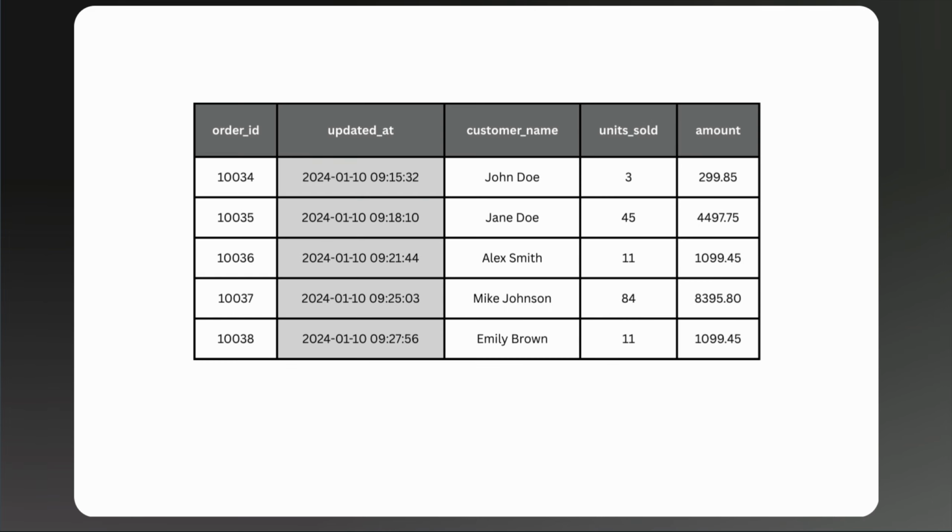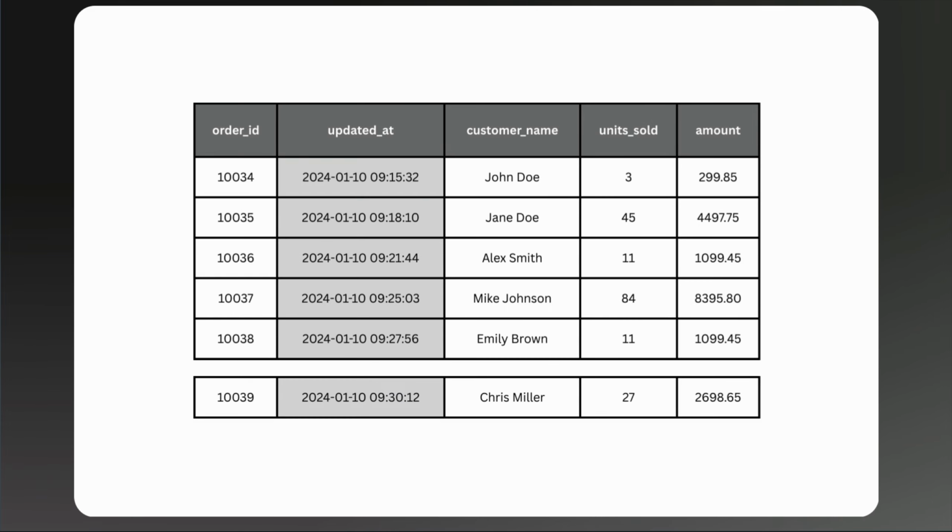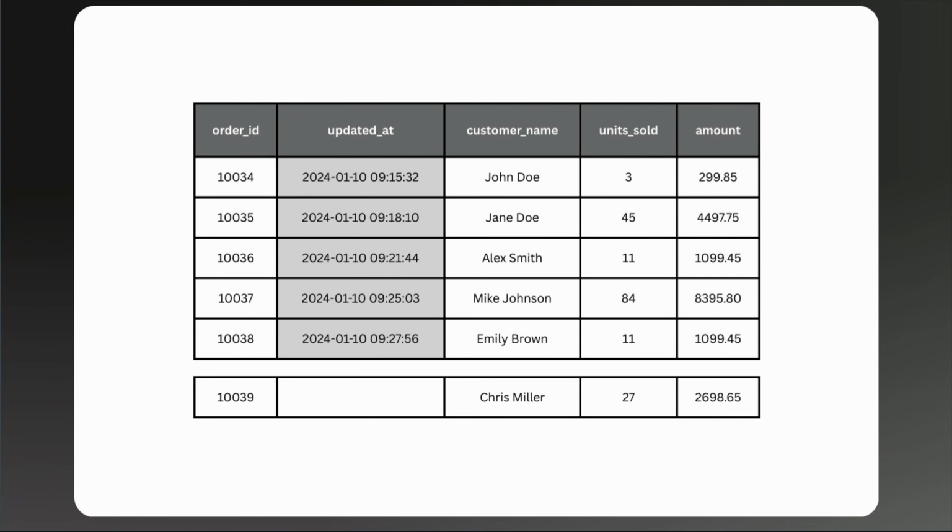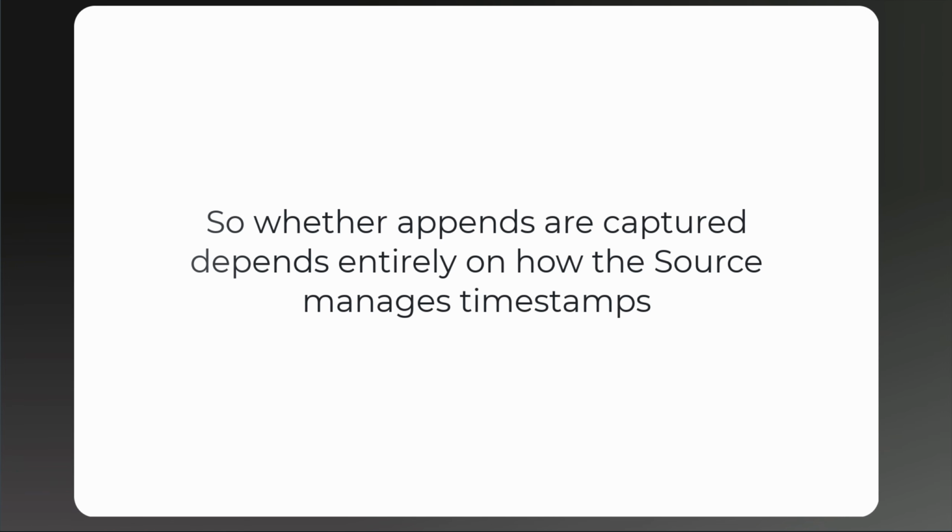If a row is updated and its timestamp moves forward, Hevo picks it up for ingestion again. If a new row is added without updating the tracked timestamp column, Hevo ignores it. So whether appends are captured depends entirely on how the source manages timestamps.